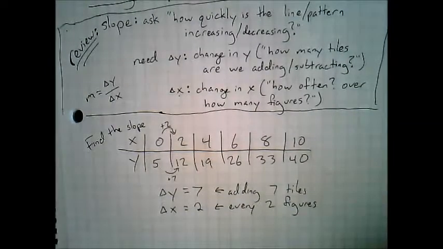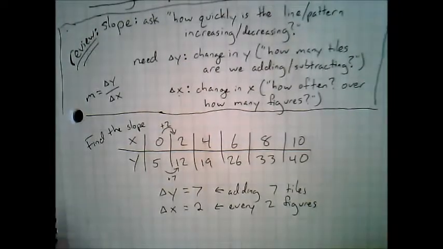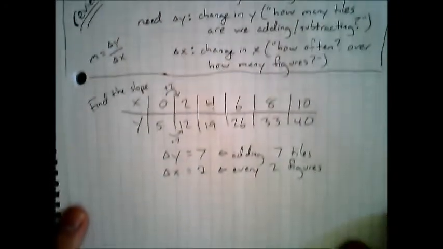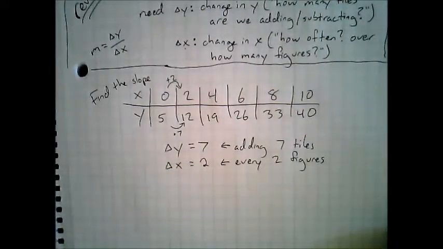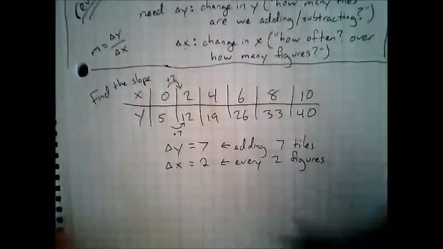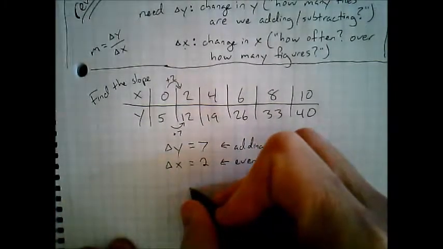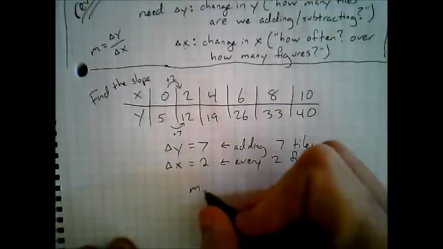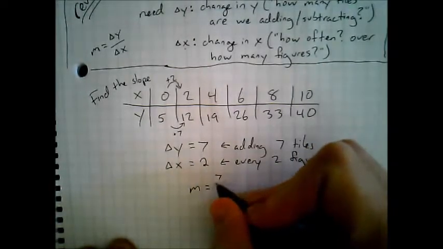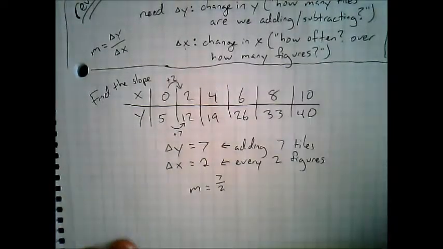Now, if you remember from before, if we just have these two things, finding the slope is very easy. It's just the rate of change. If we're adding 7 tiles every 2 figures, that sounds like a speed. That's why we want to think of it this way. So we say our slope, which is represented by the letter m, equals 7 tiles every 2 figures. So it's the fraction 7/2.